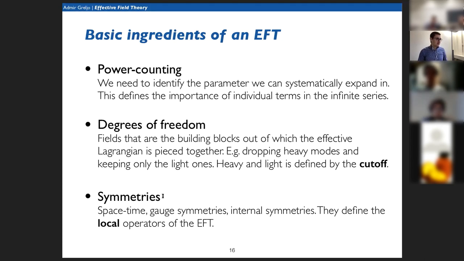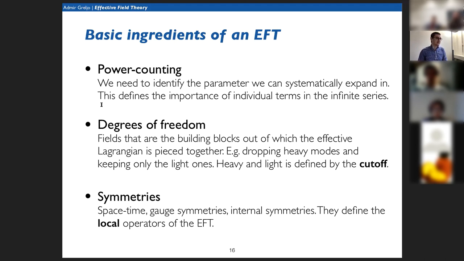All right. So the third basic ingredient of an effective theory is symmetries. We know in quantum field theory that we have space-time, gauge symmetries, internal symmetries, etc. And the symmetries are the rules for how you glue different degrees of freedom or fields together to build operators. And here we talk about local operators, meaning that each field depends on exactly the same space-time point, for the examples that we are focused on here.